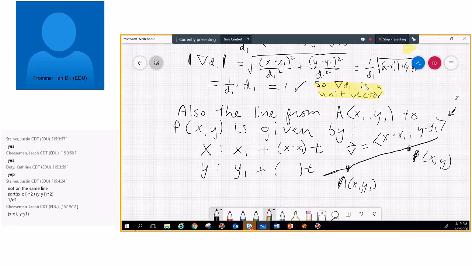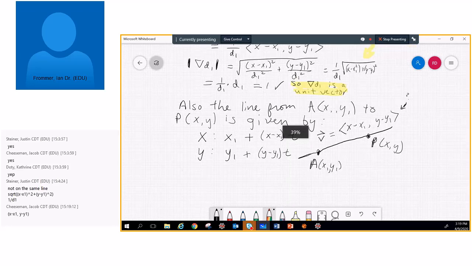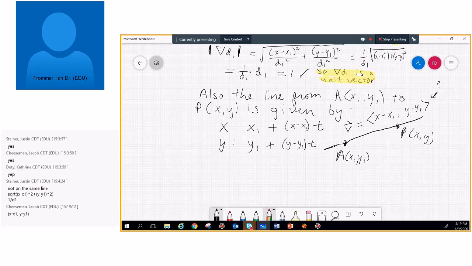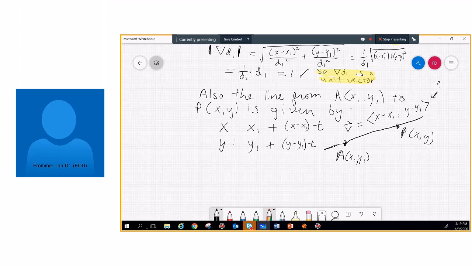Maybe this is very familiar, but if it's not, just spend a little bit of time looking this over and thinking about it. t is this sort of parameter, it tells you where on the line you're at. So when t is 0, you're at A. When t is 1, then we are at P. So basically, t taking on values between 0 and 1 puts you between A and P. And greater than 1 puts you beyond P. Less than 0 puts you before A.